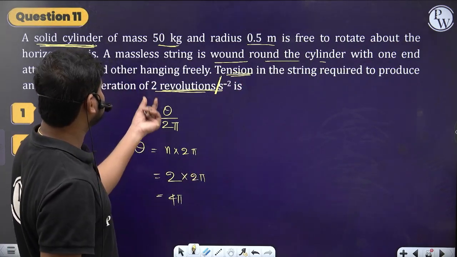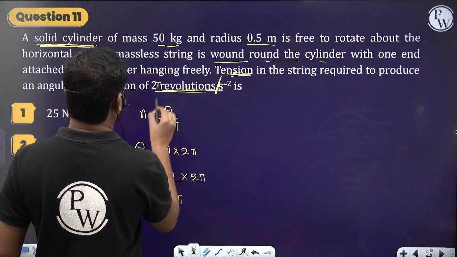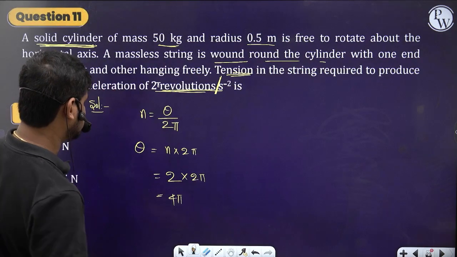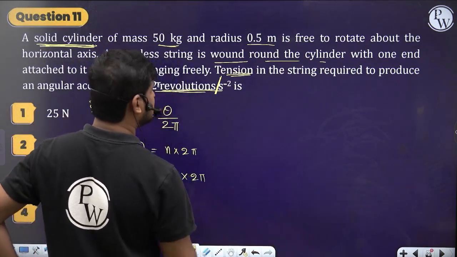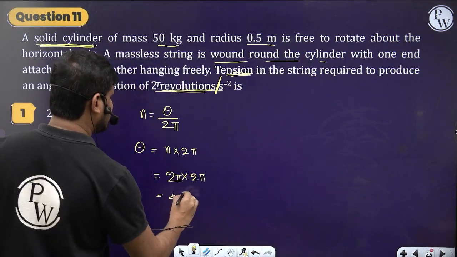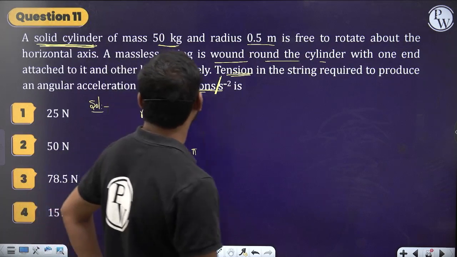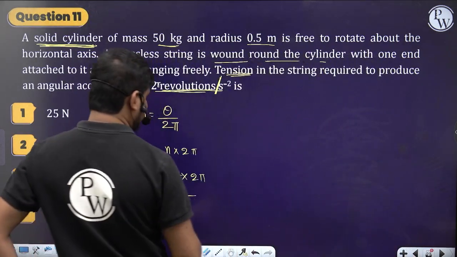Okay. So it should be 2 pi revolutions in the question. I guess they gave it wrong. So let's check the options. As far as my knowledge goes, this question is a previous year question, so this should be pi only. So let's take pi. If you don't get it, then we consider 2 only. So 2 pi revolutions per second square. So now theta we got.